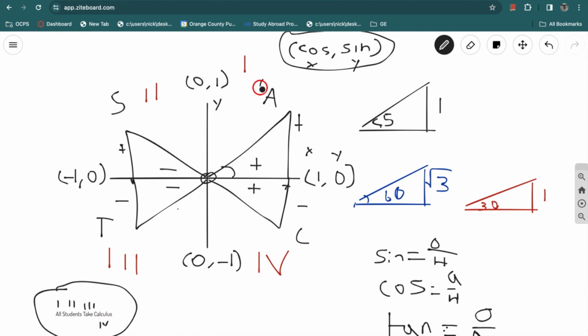So the A is for all of the functions. So sine, cosine, and tangent are positive. On the second quadrant, it is S. Only sine is positive, so S of students. On the third quadrant, T is positive, so T of take. And on the fourth quadrant, C for calculus. Only cosine is positive. So that's a good way to memorize the negative and positive on each quadrant.